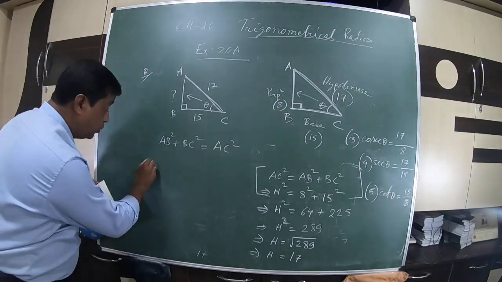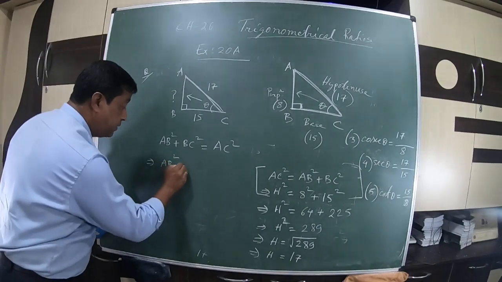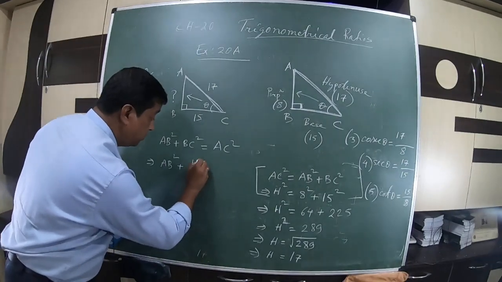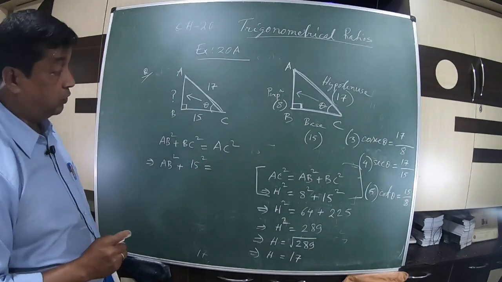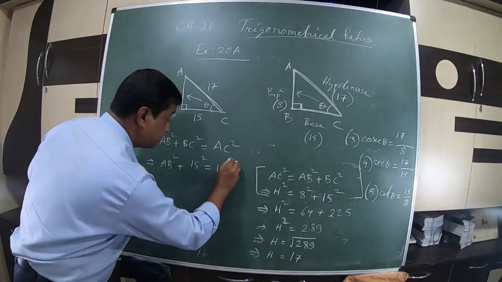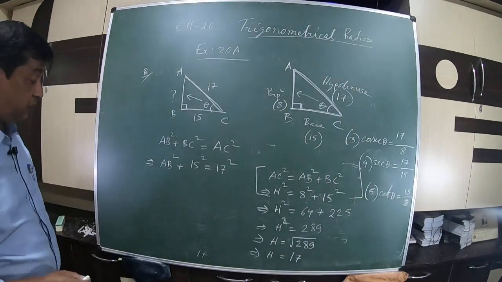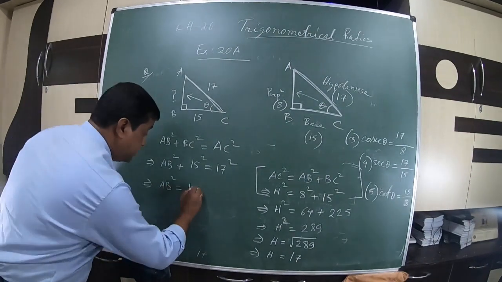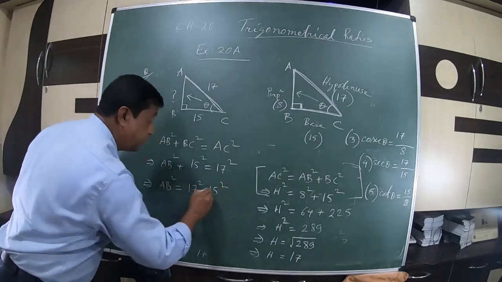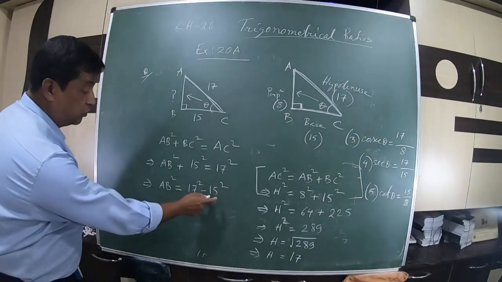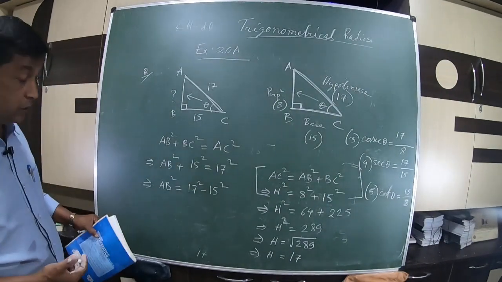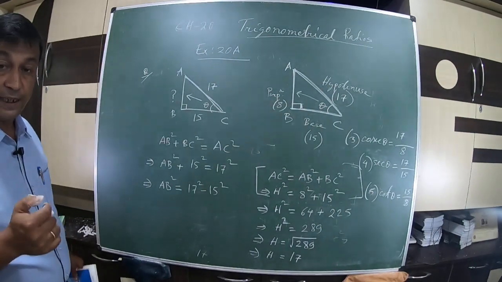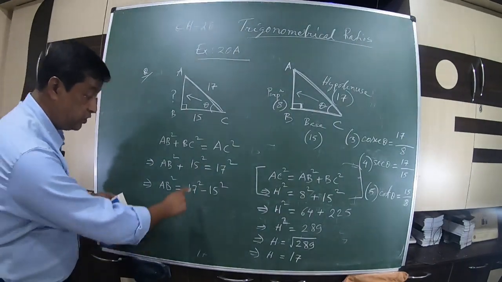Now AB is unknown, so AB square. BC is 15, see the diagram, that is whole square. AC is 17. Now AB square equals 17 square minus 15 square. Do transposition, because here it is plus sign, it will be minus sign on the other side. That is called transposition. I think all of you know, you have done the linear equation chapter already in class 8. So plus becomes minus.